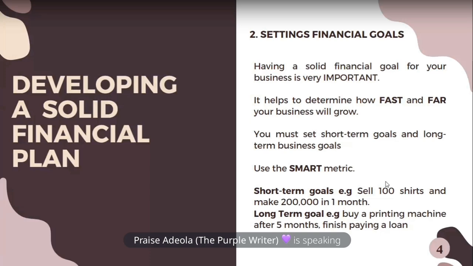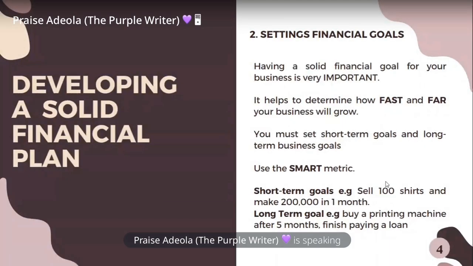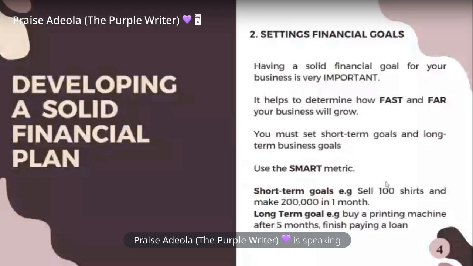So you know that one shirt costs 2,000 naira. And in 5 months' time, let me use this example. Long-term goal, you want to buy a printing machine. Let's say the printing machine is 1 million naira, and you don't have the money right now. But you know that your business makes 200,000 naira every month. So I want to buy a machine of 1 million naira. That means you're supposed to be making above 200,000 naira every month to be able to buy a machine in 5 months' time, because if you multiply 5 months by 200,000, you're going to get 1 million naira.